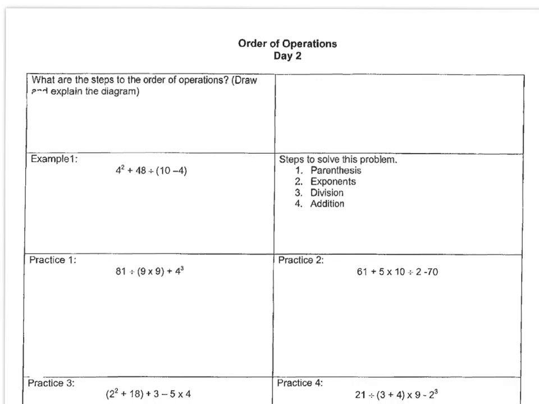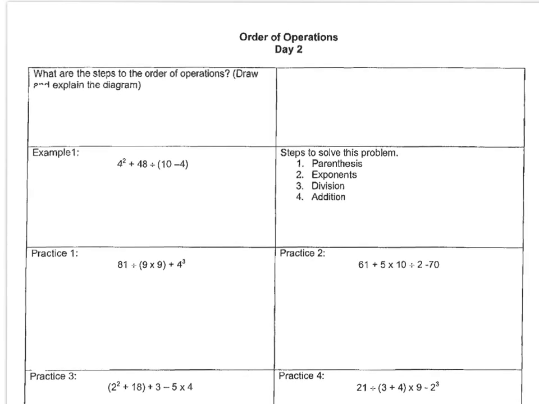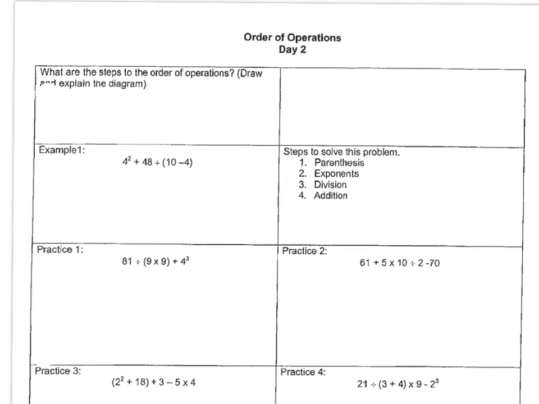Now let's start off with the first one. Remember, whatever I'm writing, you should be writing as well. So for the first part, what are the steps to the order of operations? Draw and explain in the diagram. Remember, the diagram was like a hopscotch. So draw out your hopscotch, and you also have to explain it.